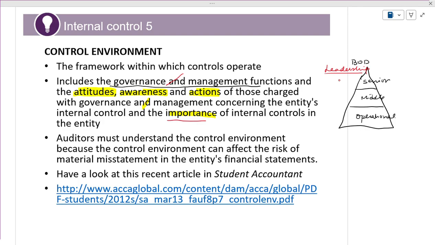Okay, and how the board of directors will devise the policies, accordingly they will be implemented. Is it right? If the CEO is very specific, everyone will adhere to the rules and regulations. If there is any deviation, definitely the implementation will not be that effective. And management concern for the internal controls is important. We also feel that yes, these are important things. Auditor must understand the control environment.